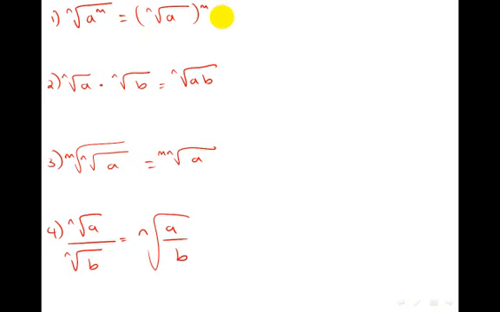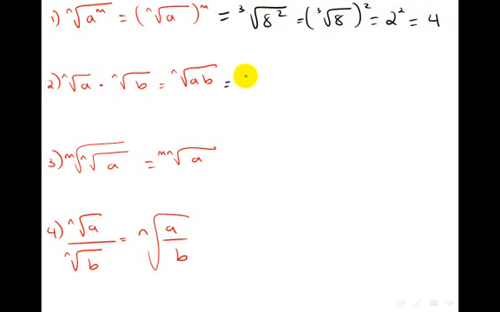Let's say that you have nth root of a to the power of m equals nth root of a, to the whole power of m. For example, if you have cube root of 8 squared, it means cube root of 8, the whole squared. Cube root of 8 is 2, so 2 squared would give you 4.